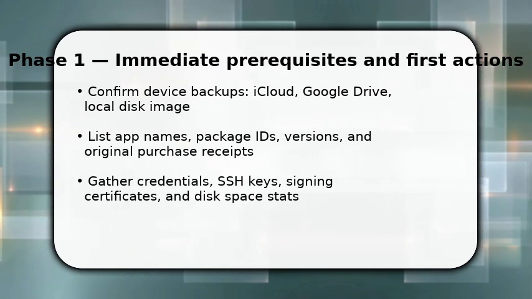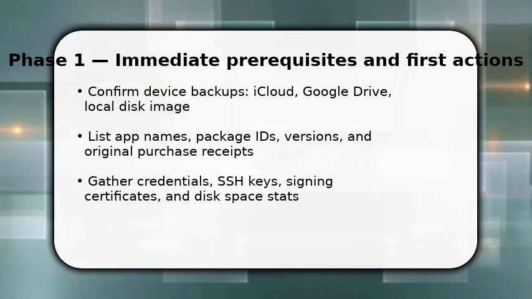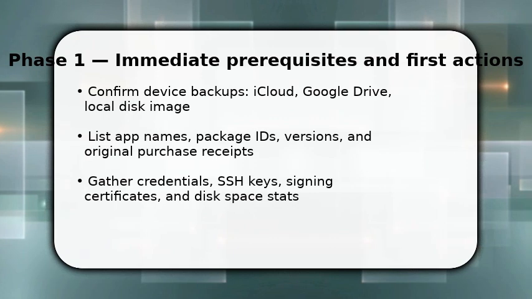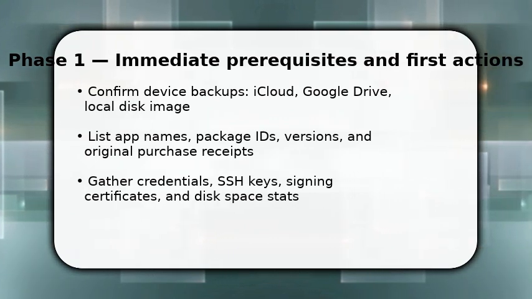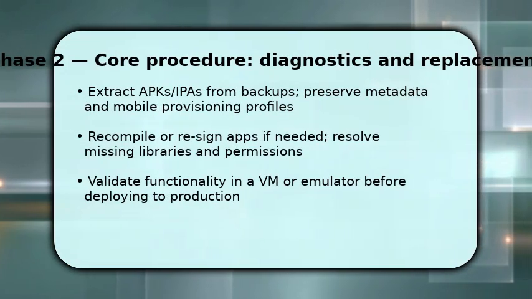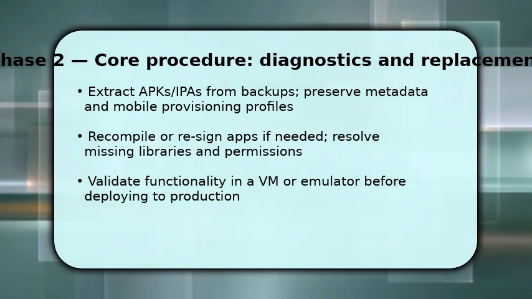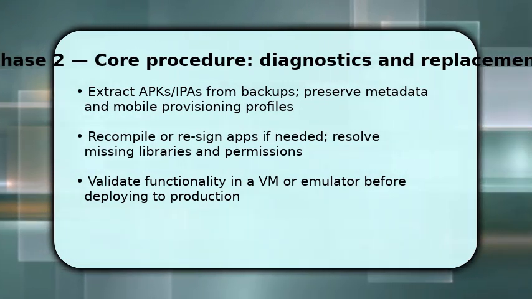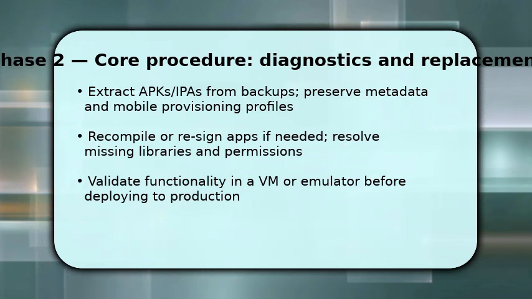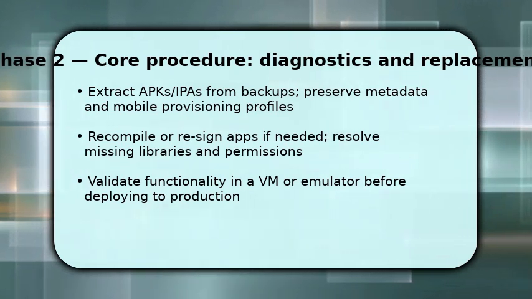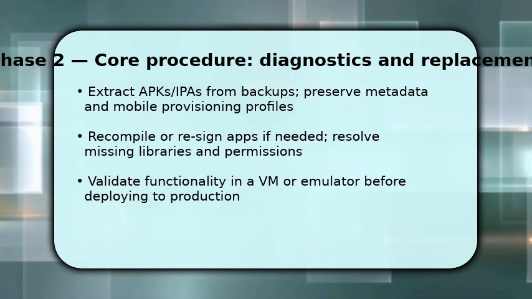Make sure to export any app data from the backup now, because later steps assume extracted files and metadata are ready. Once extraction is complete, inspect package contents and dependencies. You will rebuild or re-sign binaries where certificates are missing. This requires resolving native libraries, matching minimum SDKs, and fixing deprecated APIs.